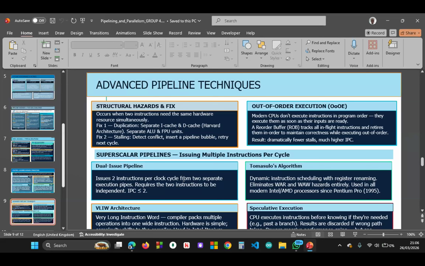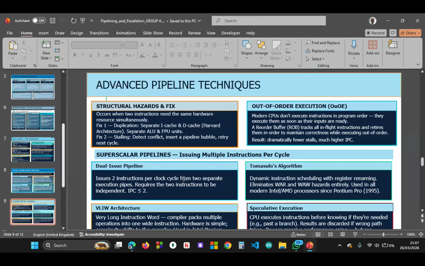Out of order execution. Modern CPUs do not execute instructions in program order. They execute them as soon as their inputs are ready. A reorder buffer tracks all in-flight instructions and retires them in order to maintain correctness while executing out of order. The end result: dramatically fewer stalls and much higher IPC.